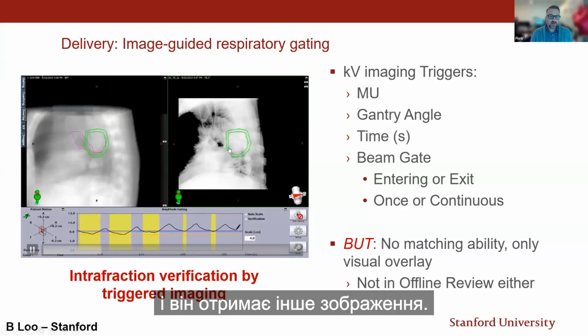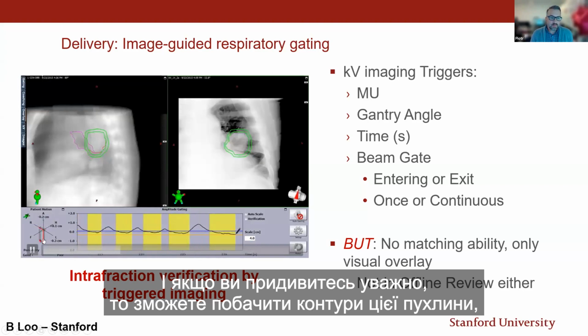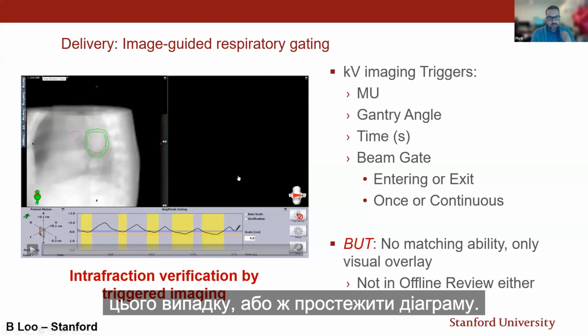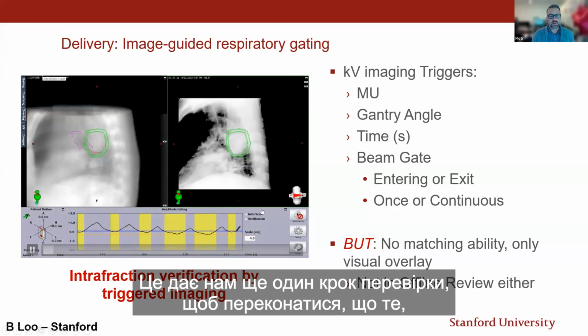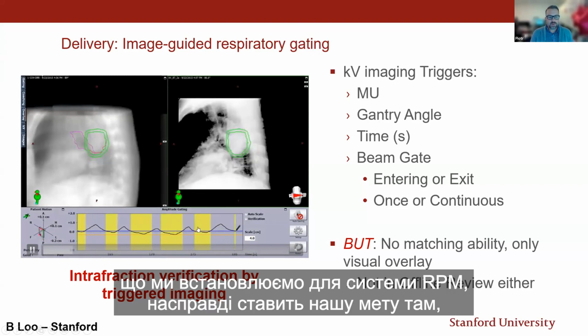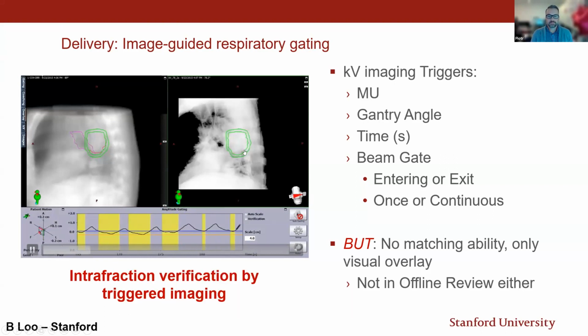The beam turns on, it'll acquire another image, and if you look closely, you can actually see the outline of this tumor in this case, or you can trace the diaphragm as well. So this gives us another verification step to make sure that what we're setting for the RPM system is, in fact, putting our target where we want it.